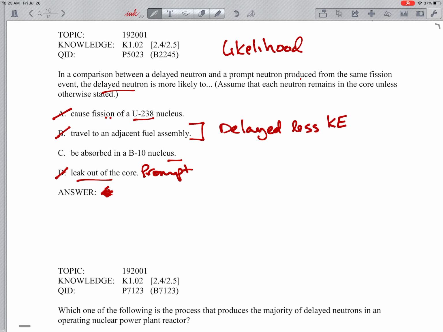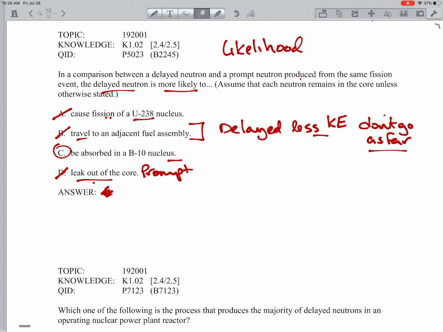B is travel to an adjacent fuel assembly. So they have less kinetic energy, so they don't go as far. And a delayed neutron more likely to go further is what that's saying. All right, so B I don't like, and D I don't like. So we're going to go with C.